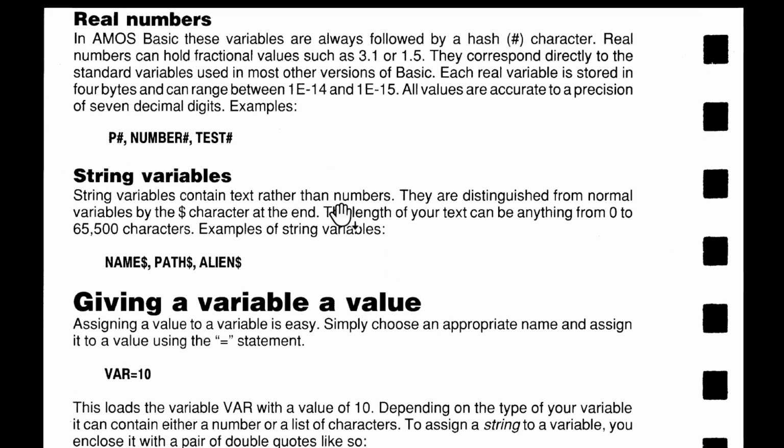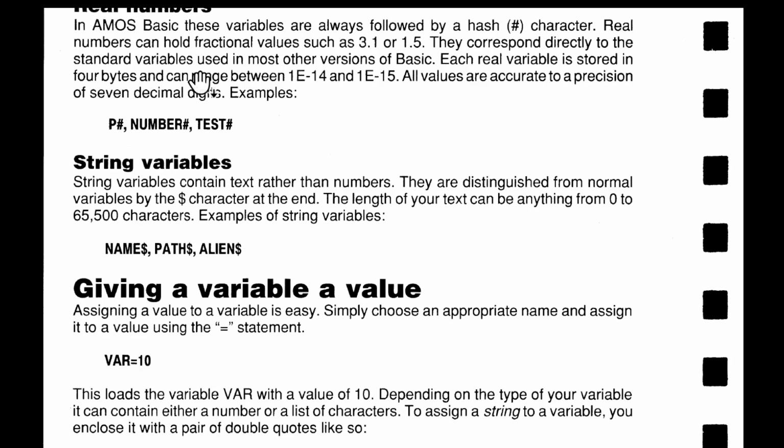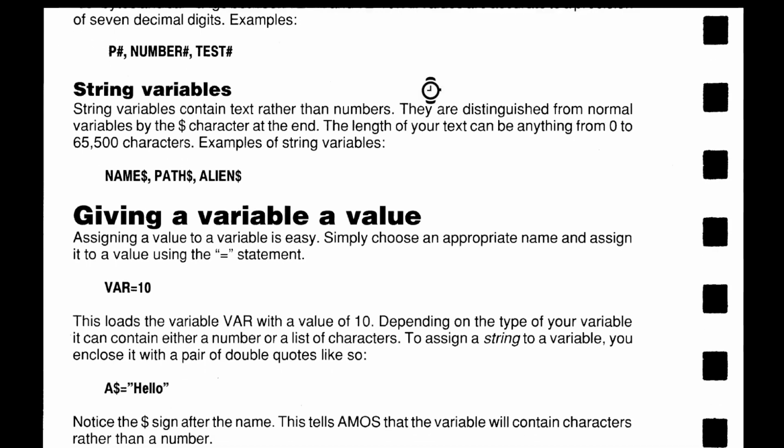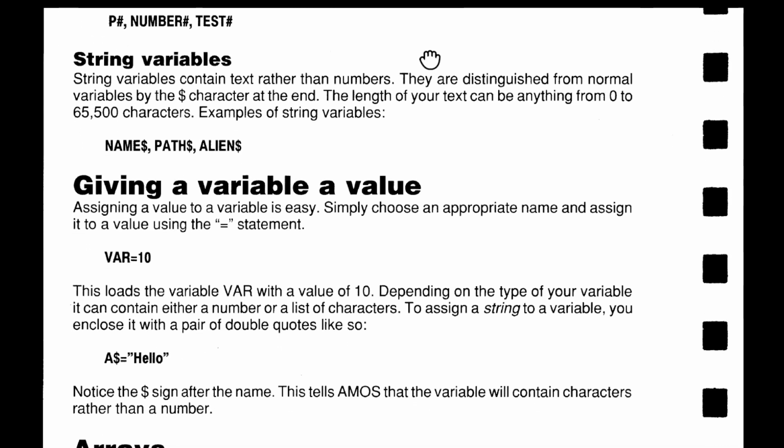Real numbers. In AMOS Basic, these variables are always followed by a hash character. Real numbers can hold fractional values such as 3.1 or 1.5. They correspond directly to the standard variables used in most other versions of BASIC. Each real variable is stored in 4 bytes and can range between 1E14 and 1E15. All values are accurate to a precision of 7 decimal digits. Examples: pi, number, test number.